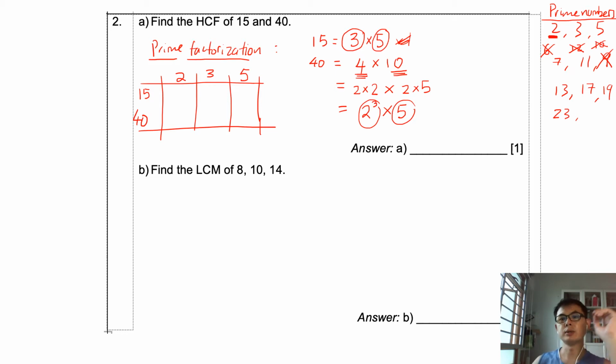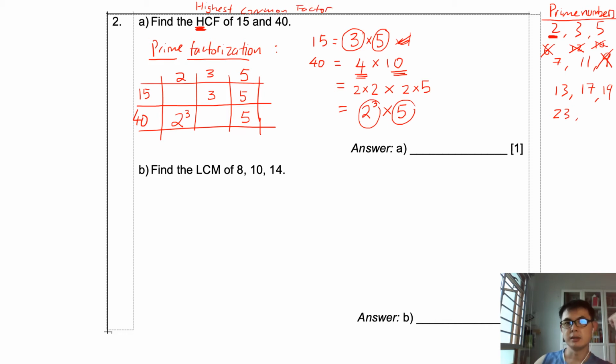So okay, what do we do after you write down this table? I'm just going to record everything. 15 is actually 3 times 5, so I'm going to write down 3 times 5. 40 is 2 power 3 and 5. Okay. Now the next step here is a bit counterintuitive, and it confuses people because this is the highest common factor.